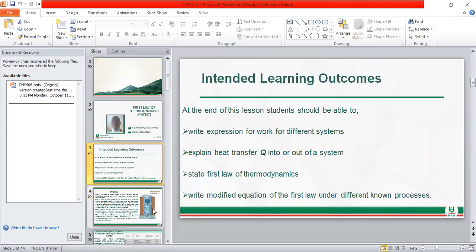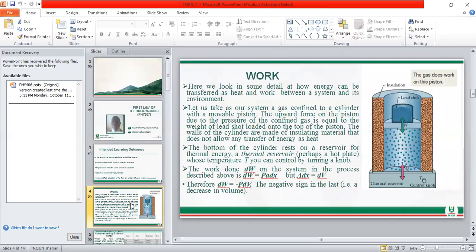So let's begin with work. I hope you always jot this down, although they are in your materials, it helps you to learn more. Here, we look in some detail at how energy can be transferred as heat and work between a system and its environment. Now, let us take our system as a gas confined to a cylinder with a movable piston.